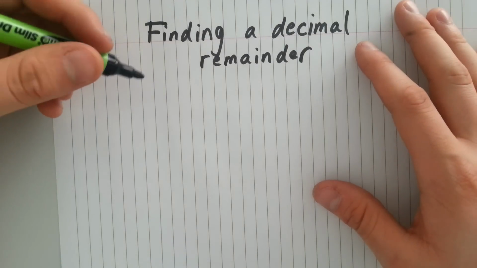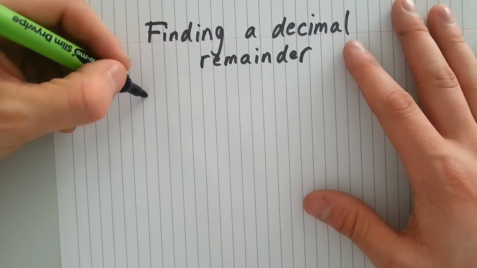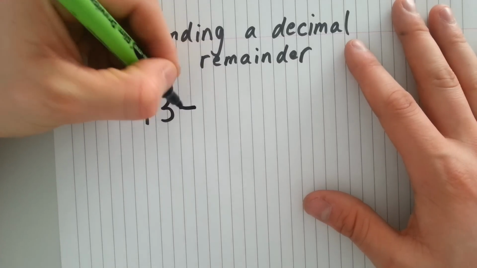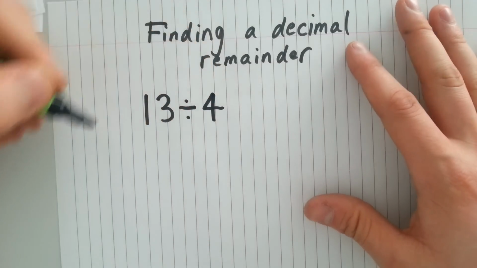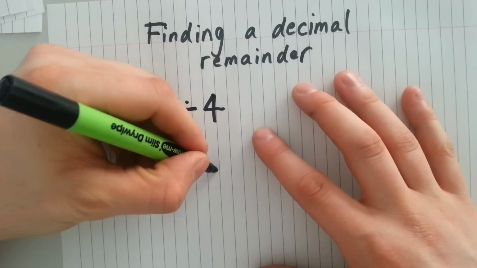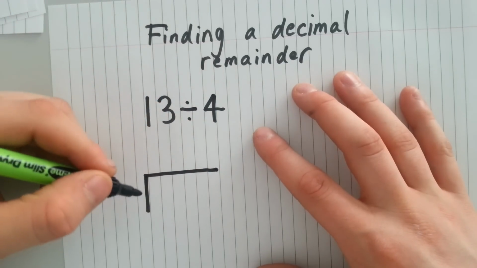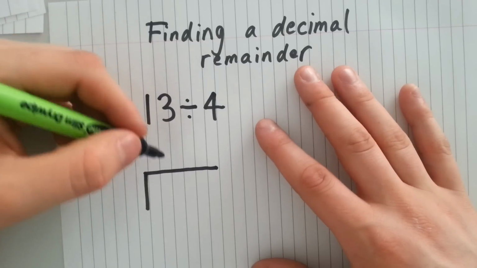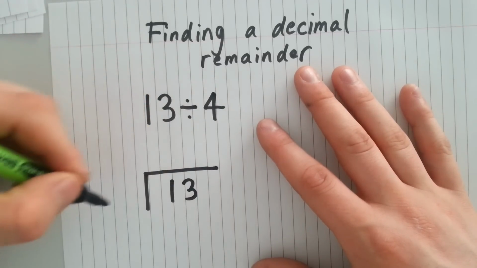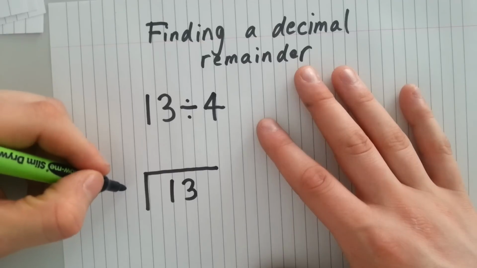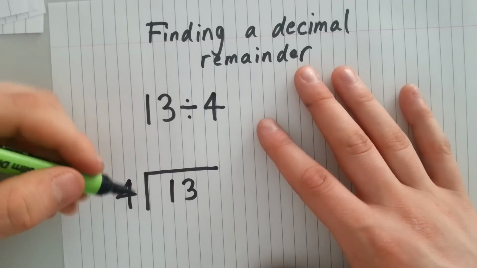Right guys, what we're going to look at is finding a decimal remainder. So sometimes when we divide, for example 13 divided by 4, we don't get an exact answer. So like before, let's pop it in the bus stop method and see. For the number we're dividing, 13, lives inside our bus stop. For the number we're dividing by, 4, lives outside it.